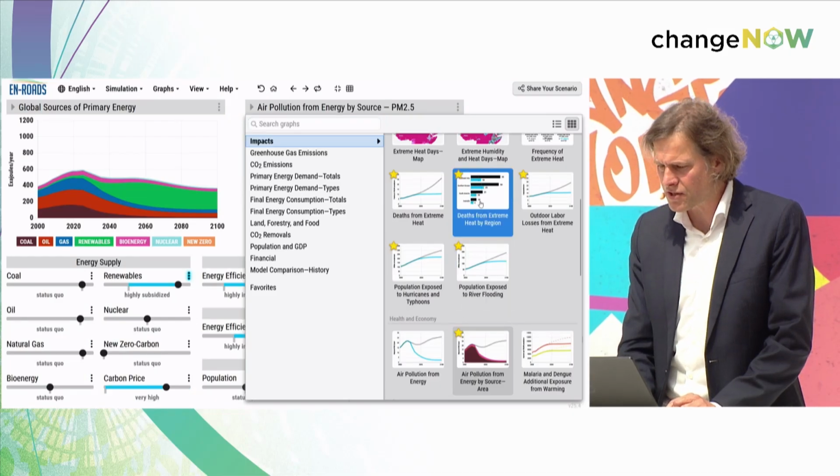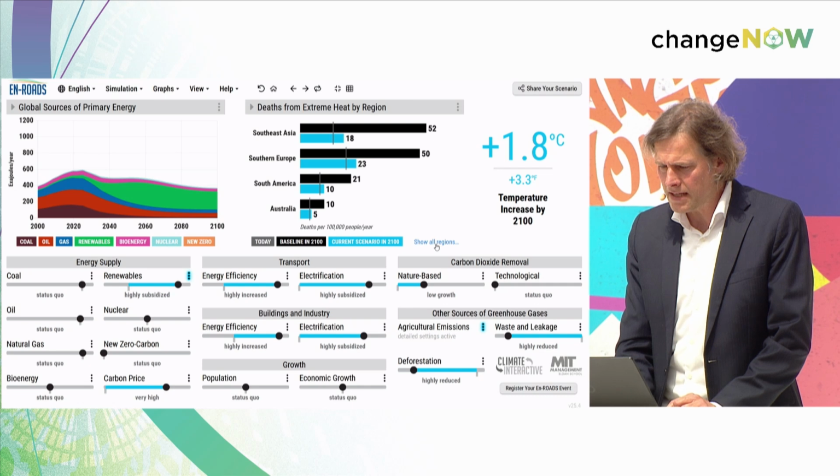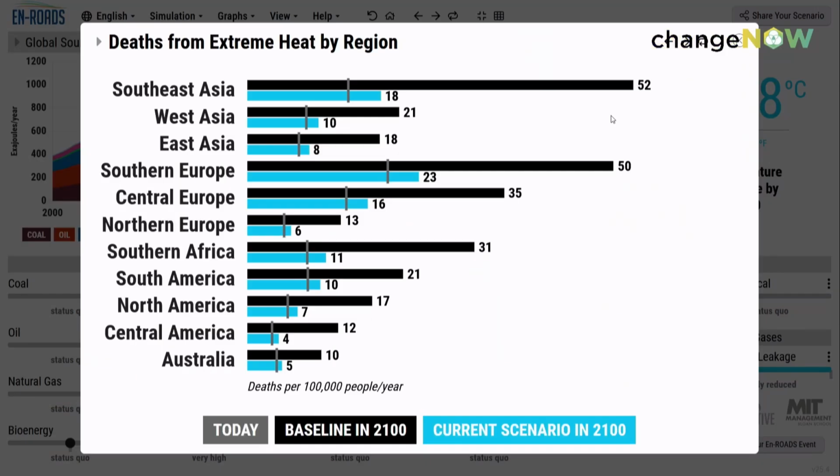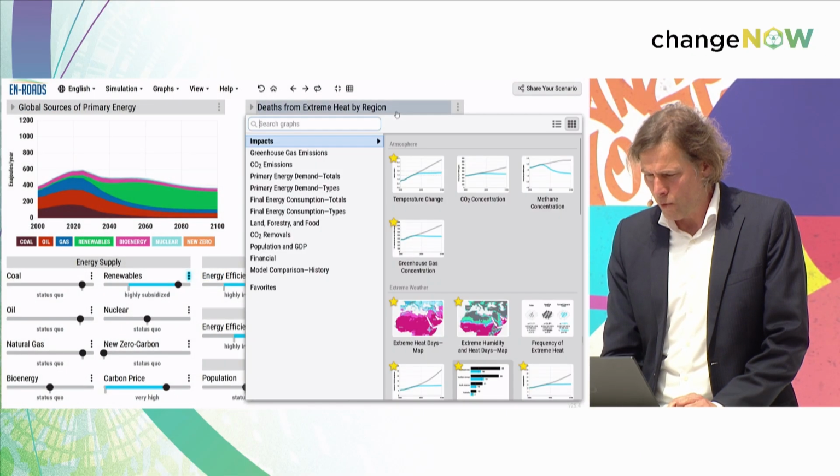Let's have a look at deaths from extreme heat days. So still more than today, but much less than in the baseline scenario. And don't get me wrong, the scenario you just created is not a safe scenario, but it is a much safer scenario compared to the baseline that we were seeing in the beginning.